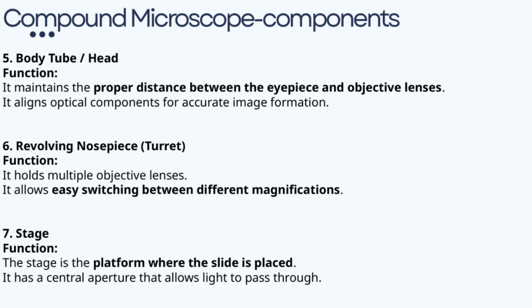Finally, let's look at the stage. The stage is the platform where we place the slide containing the specimen. It usually has a central aperture, or opening, which allows light to pass through from the light source below. This passage of light is essential because it illuminates the specimen, enabling us to see it clearly through the lenses. The stage is fundamental because it holds our slide steady and provides the proper positioning for viewing. Together, these components work harmoniously to produce clear, detailed images, which is at the heart of what makes a compound microscope such a powerful tool for observation.